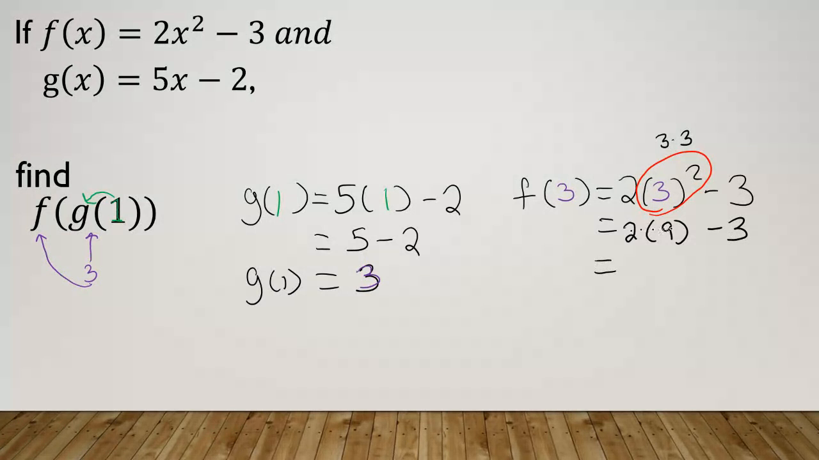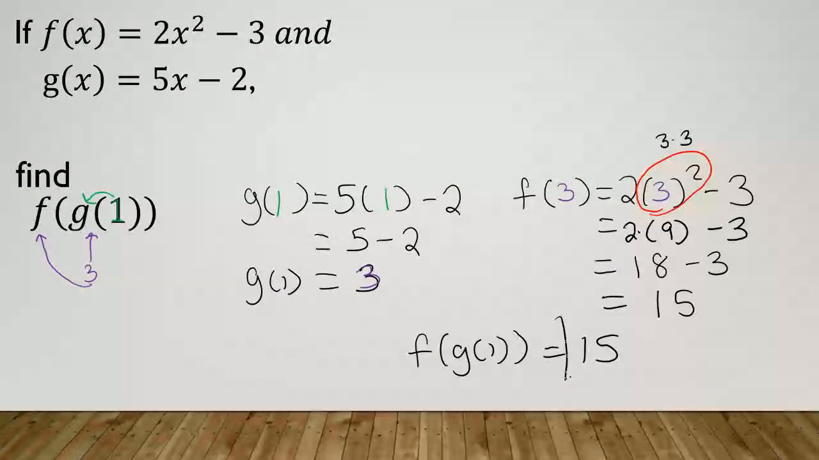And then you're going to multiply. So square it first, then multiply by 2. So this is going to be 18 minus 3. And so our final answer is going to be 15. So technically, I guess you should write F of G of 1 equals 15, but you can just type in 15 for your answer.